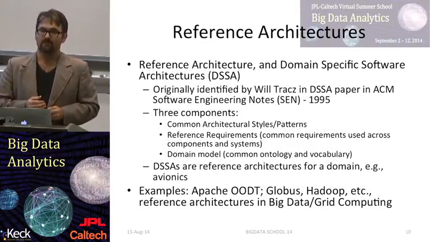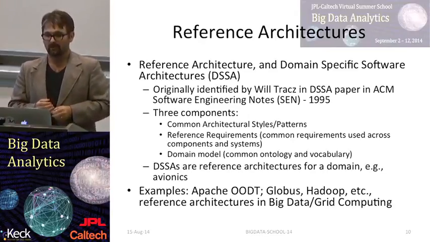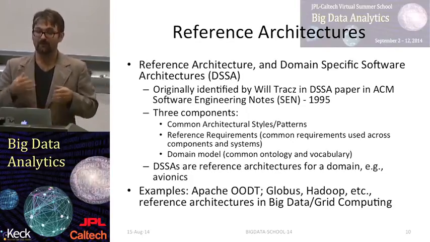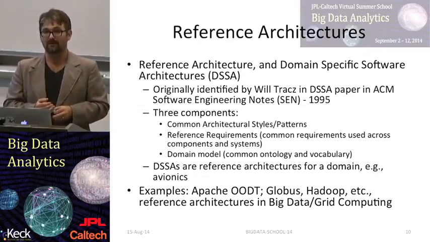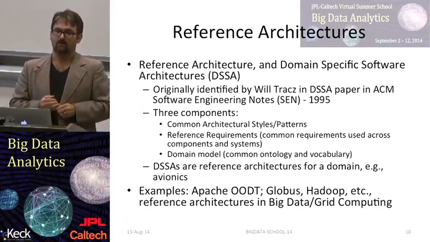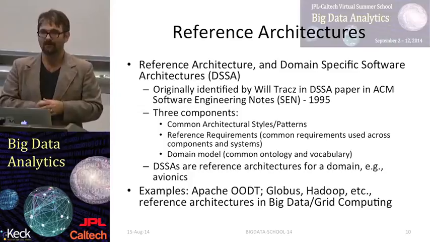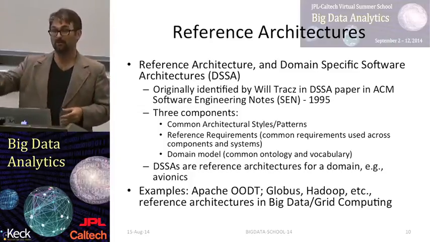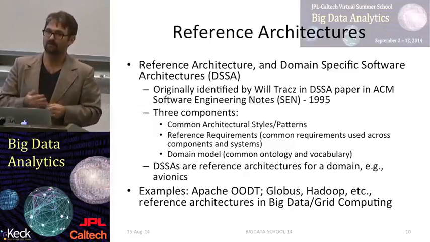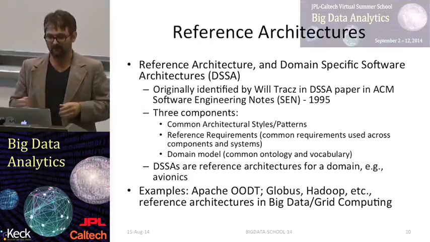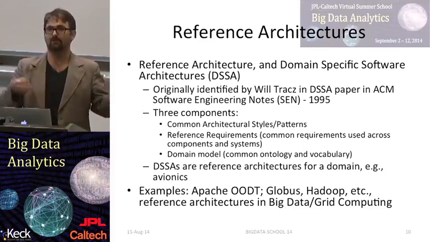And finally, we're going to wrap up this first part of the module by talking about reference architectures, a term originally coined in the architecture domain by Will Tracz in a paper on reference architectures and domain-specific software architectures in ACM Software Engineering Notes way back in 1995. Tracz basically said that reference architectures have three common things. They've got common architectural styles and patterns found in a particular domain, like grid computing or big data or avionics. They've got reference requirements that drove the derivation of those components, styles, and patterns. And they typically have a domain model or a common vocabulary for talking about systems, data, and components within that domain.